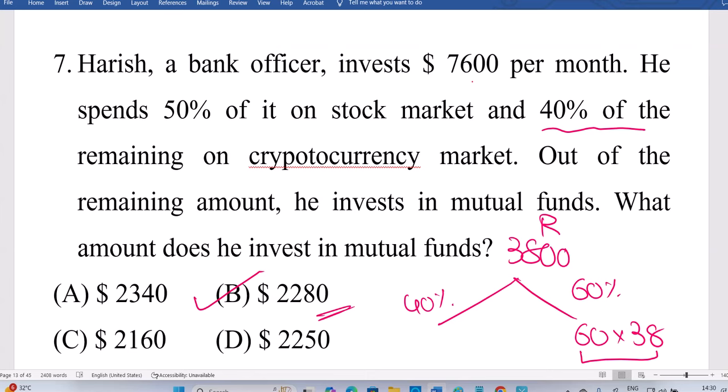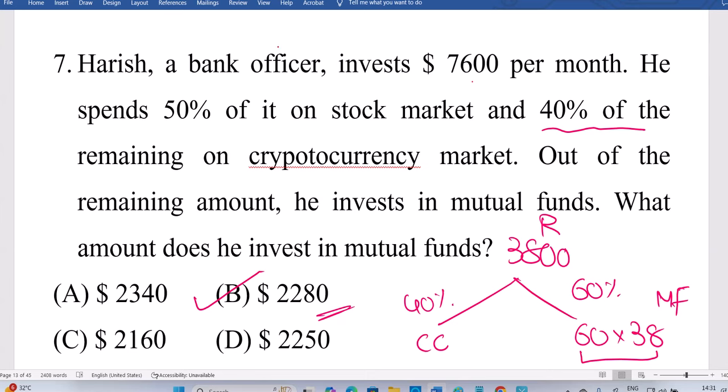See, listen, this 40% is for cryptocurrency. This is for mutual funds. So why 3,800 first of all, my dear? 50% of 7,600, 50% gone for stock market. Now we have 3,800. Among 3,800, that is the remaining value. 40% went for cryptocurrency, remaining is 60%, that is for mutual funds. 60% of 3,800, because of percentage, two zeros removed. 380 into, so 38 into 60, right?